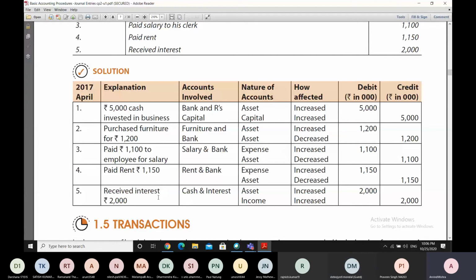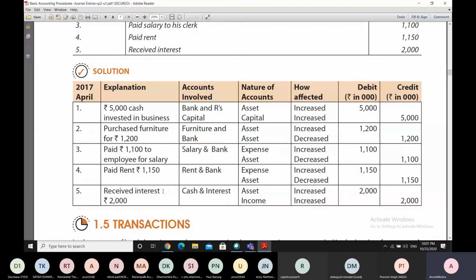So here you see this illustration. In this illustration or in this example, those who are writing the illustration are not writing it to make you assume anything at all. What they are trying to make you understand is that whenever there is any transaction, it will affect two accounts, and the two accounts will be affected in such a manner that the accounting equation will be balanced.